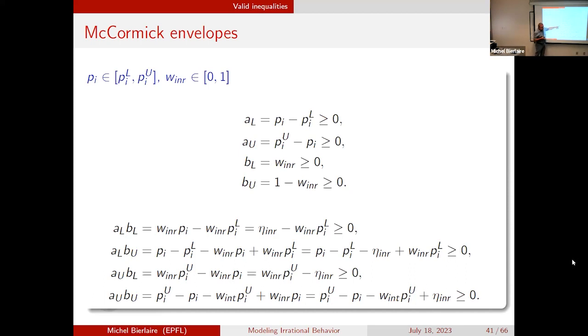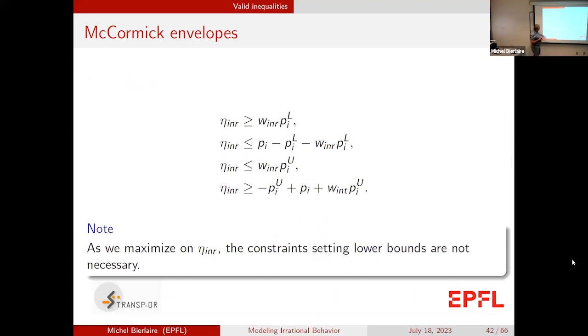So these are valid inequalities. And basically, you can multiply them pairwise, and then you get these nice inequalities on the eta. So these are linear inequalities that link the eta, the P, and the W. So putting everything together, these are the McCormick valid inequalities. But remember, we are trying to maximize revenue. So the lower bounds, we don't really care about because the eta will be attracted by high values. So we will keep only these two constraints in the specification.